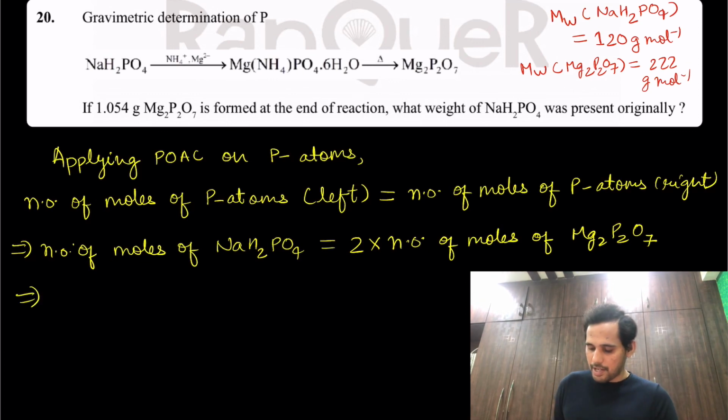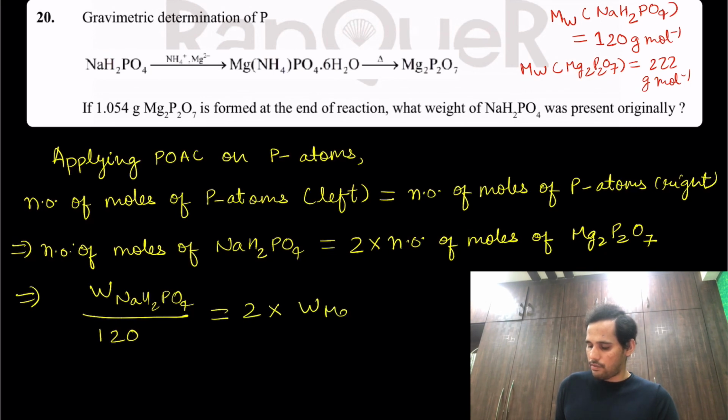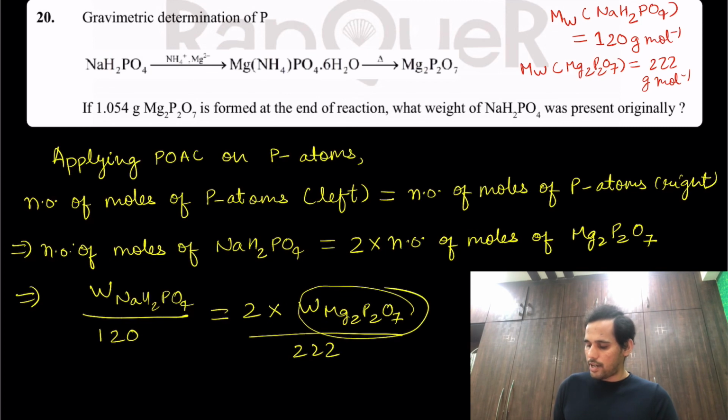Now what do we have to do next? We have to simply convert this number of moles into weight of NaH2PO4 divided by its molar weight, which has been given as 120, is equal to 2 into again weight of Mg2P2O7 divided by its molar weight, that is 222. Now as we can see, this weight of Mg2P2O7 has been given, so we can easily calculate the weight of NaH2PO4 from this formula, right? So let us move to the next question then.